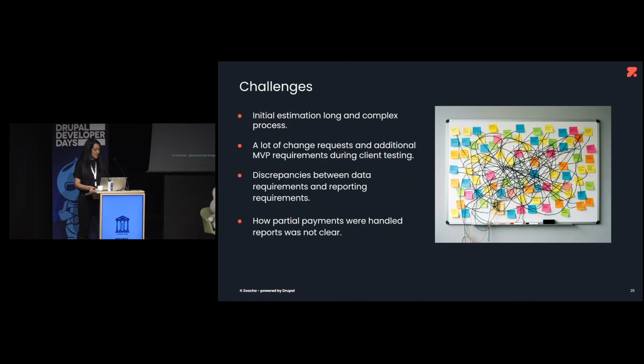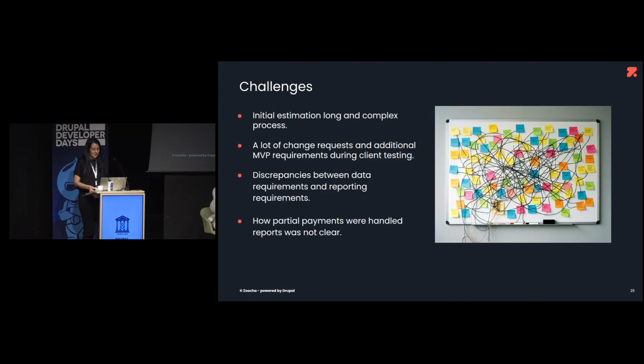The main challenge of this work came in understanding the complexity and relationships of the system. The initial estimation of all the tickets took a very long time to work through. There were a lot of change requests and additional MVP requirements that came through during client testing as well. It was then found that there were discrepancies between the data requirements and the reporting requirements. For example, in a report, we needed to show the user who confirmed an invoice.